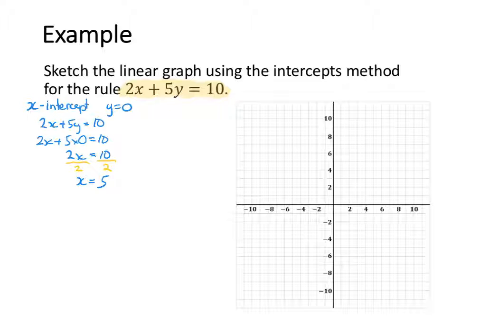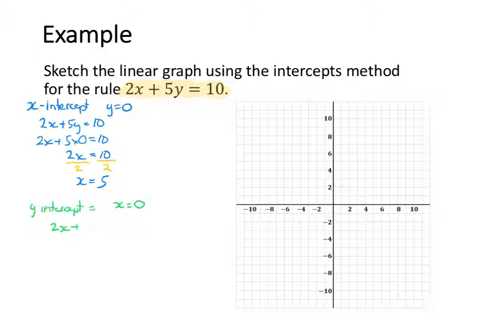Now the next step is to determine the y-intercept. Now in this example, the rule in the question, that is 2x plus 5y is equal to 10, is not in the form of y equals mx plus c. So I can't determine the y-intercept using the rule, but I can determine the y-intercept by working out what my y value is when x is equal to 0. So I do that using the same process that I did for my x-intercept, but this time when I substitute in, it's going to be x is equal to 0.